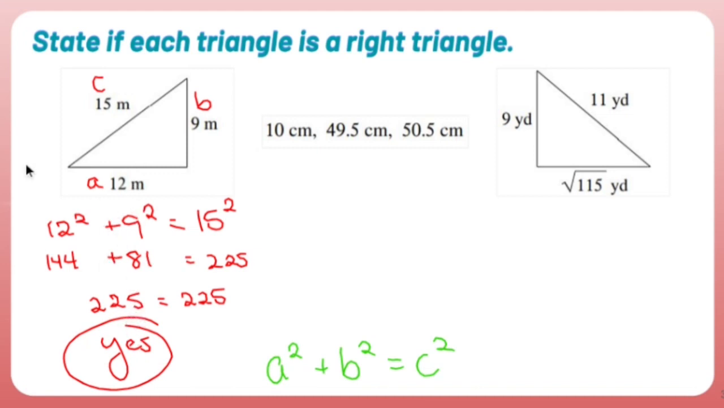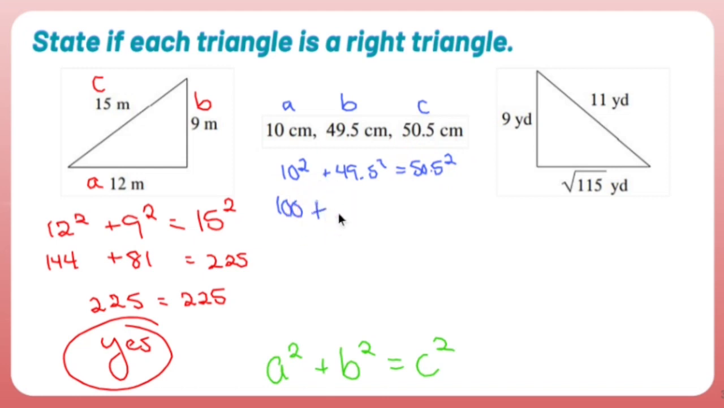Okay, let's try it again. So I have to label A, B, and C. Which one has to be A, B, or C? Well, A and B don't matter as long as you call the longest side C. So I'll call you A and I'll call you B. So 10 squared plus 49.5 squared has to equal 50.5 squared. 10 squared is 100.